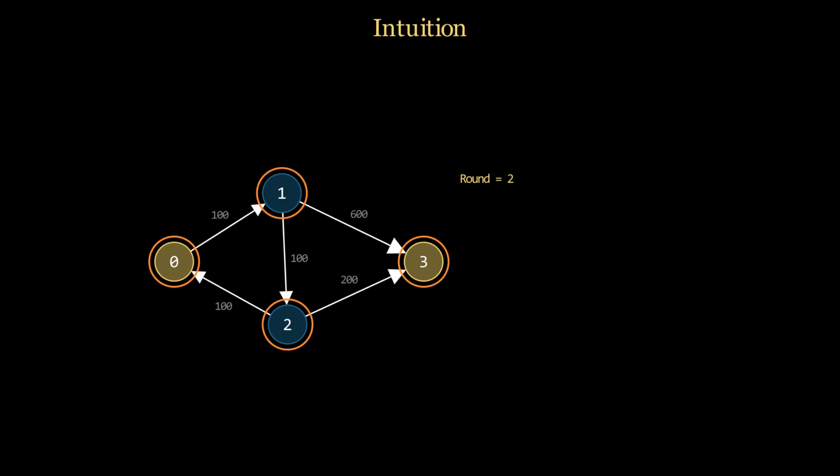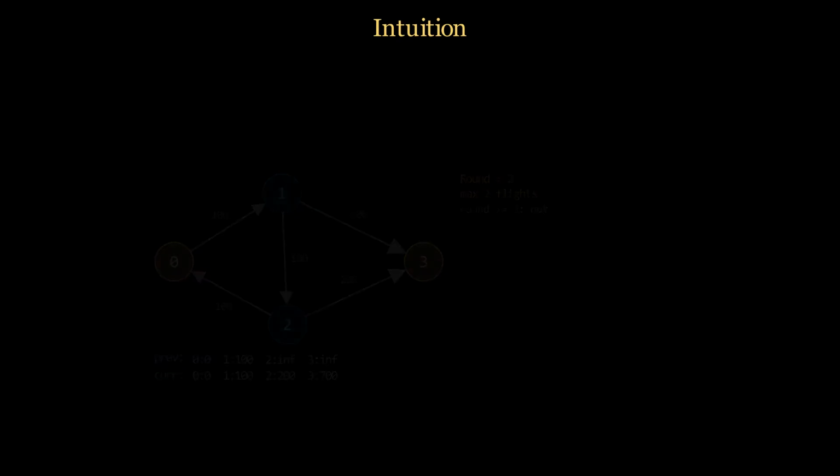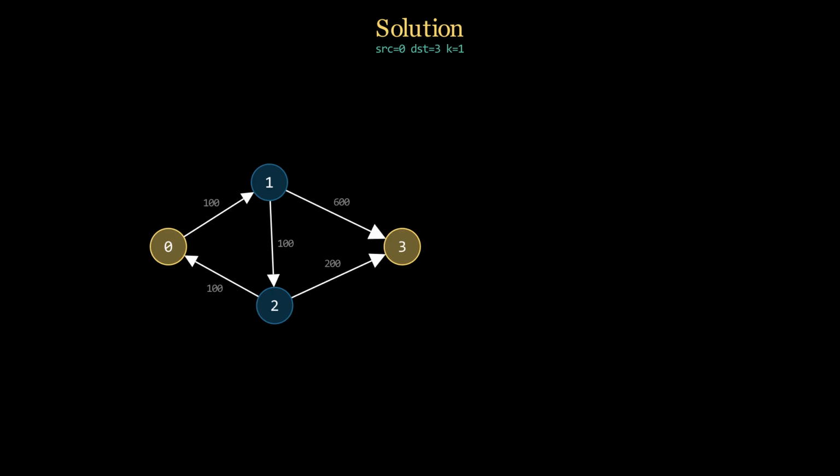Same beats on the full graph, each round grows reachability by 1 more flight. Each round only reads previous and writes cur, or you sneak in an extra hop in 1 round. Stop where the next round would count paths past the flight cap. Big picture, k plus 1 Bellman-Ford style passes. Each pass relaxes every edge once using only the previous pass costs. We run k plus 1 passes. Each pass walks every flight once and only reads the previous distance snapshot.